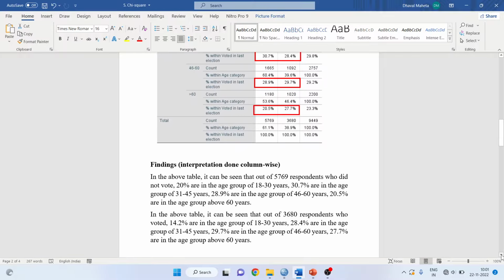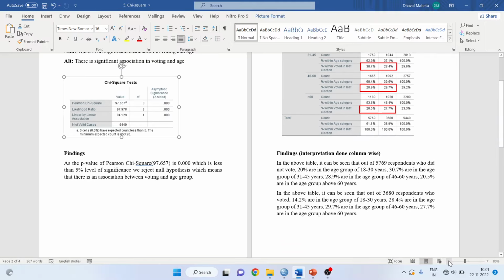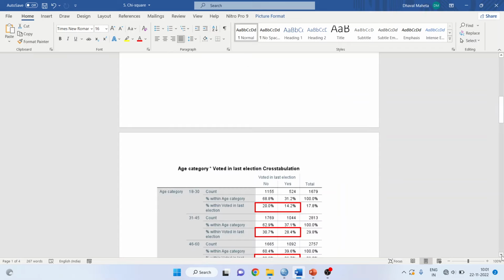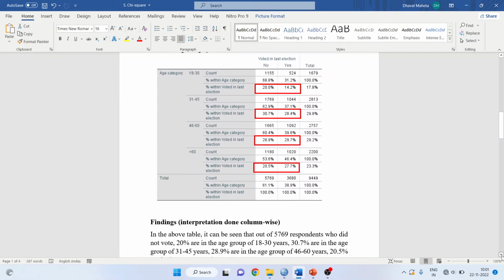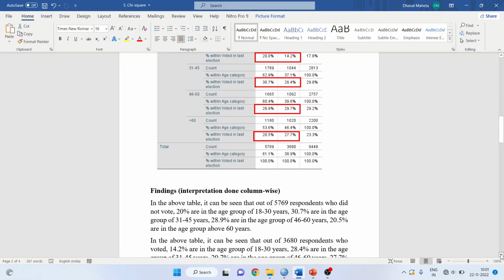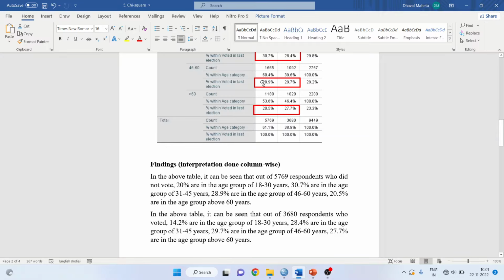Now let us talk about those who voted. Out of 3680 who voted, 14.2 percentage are in the age group of 18 to 30. 28.4 are in the age group of 31 to 45 years. 29.7 are in the age group of 46 to 60. And 27.7 percentage are in the age group above 60 years. So this is the interpretation which we have done column wise.